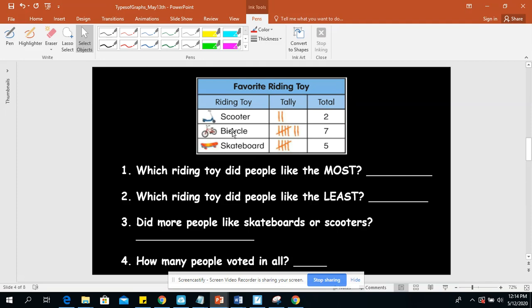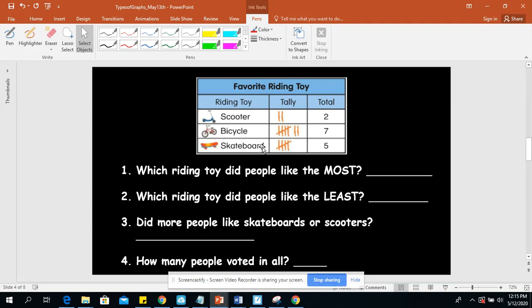Here's bicycle. To find out how many people chose bicycle, you can count the tally marks next to bicycle. Remember, when you're counting tally marks and you see a tally mark that goes across diagonally, that represents 5 tally marks. So we have 5, 6, 7. A total of 7 people chose bicycle as their favorite riding toy.